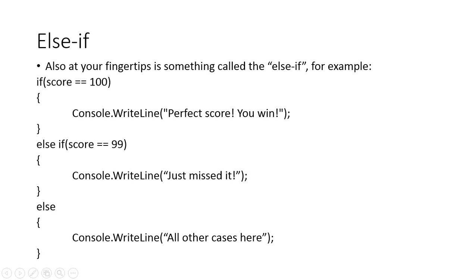Another thing at your fingertips is something called the else if. So, for example, this would be useful in our score example in quizzes. If the score is 100, we print out that we have a perfect score and you win. If it's 99, we say you just missed it, else we put all our other cases in there.